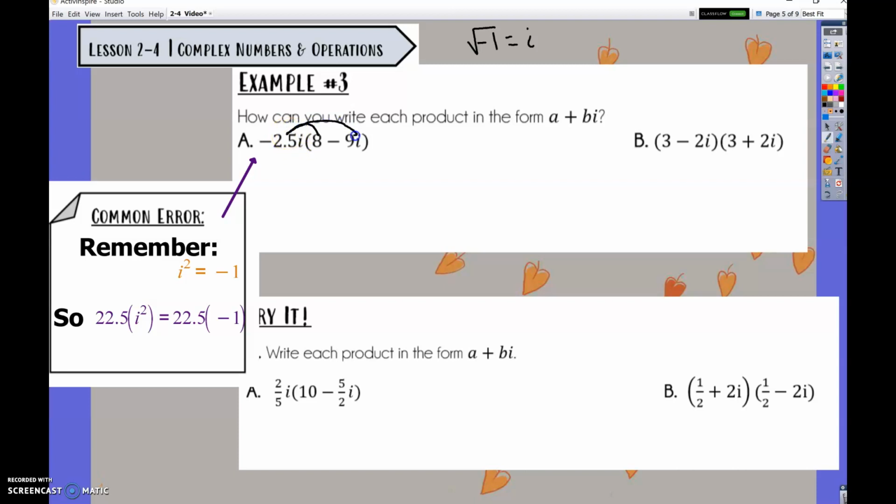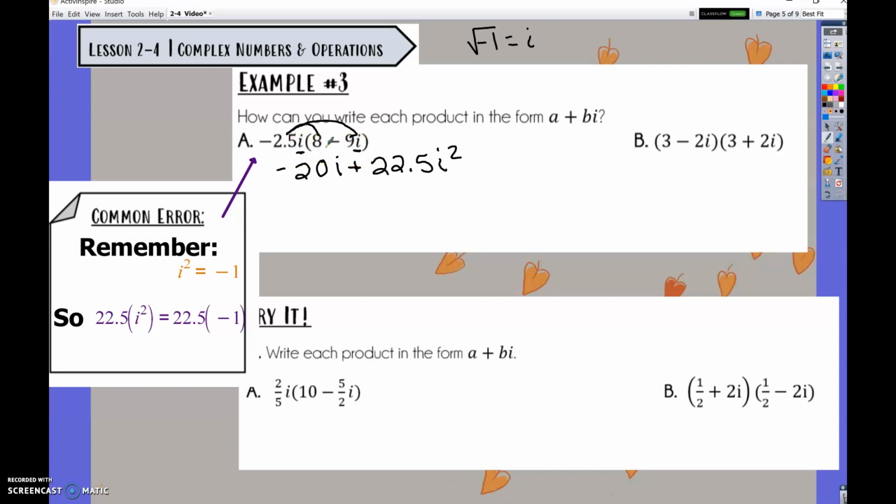times negative 9i. When I do that, I get negative 20i plus, because a negative times a negative, 9 times 2.5 would make 22.5. And I have i squared. So I have i times i, and just like x times x, it would make i squared.